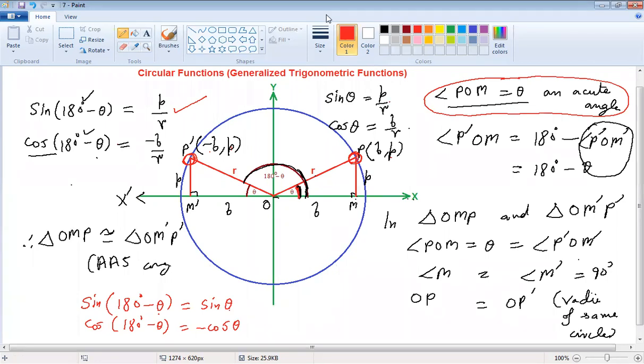Whereas cos of 180 minus theta is given by the coordinates of the point P dash, x coordinate divided by radius, so minus b by r. Whereas cos theta given by the right side triangle, this very point coordinate, so x coordinate is b divided by the radius. Now is it clear? See how cos of 180 minus theta is negative of cos theta? Sir, yes.